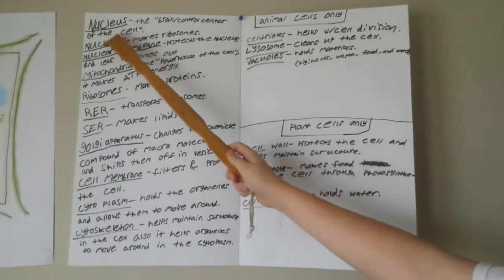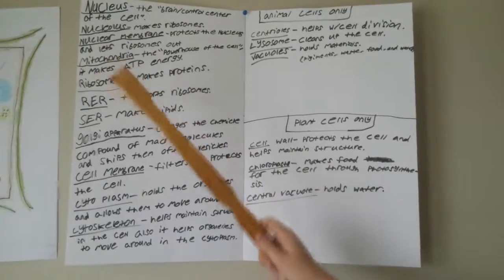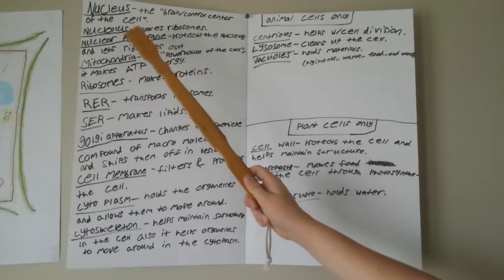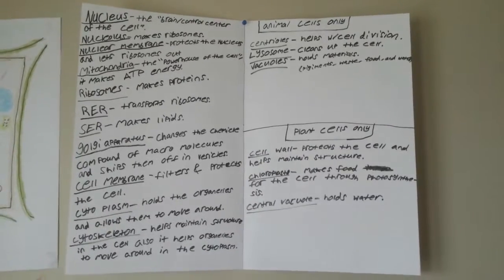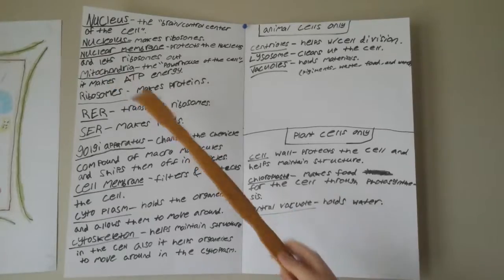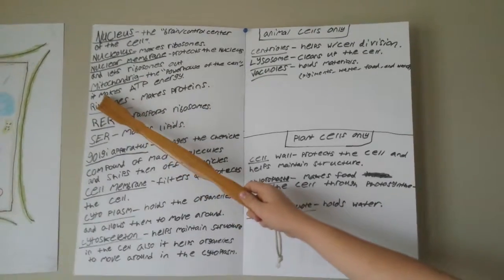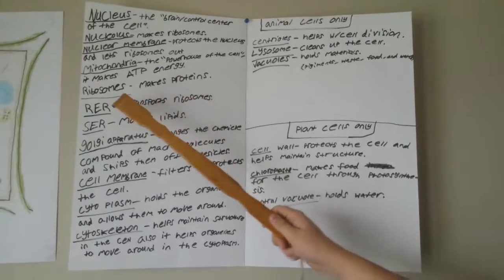The nucleus is basically the control center of the cell, and it controls all the actions of the cell. The nucleolus is inside the nucleus, and it makes ribosomes. The nuclear membrane protects the nucleus, and it also allows the ribosomes that the nucleolus makes to escape it. Mitochondria is known as the powerhouse of the cell, and it makes ATP energy.